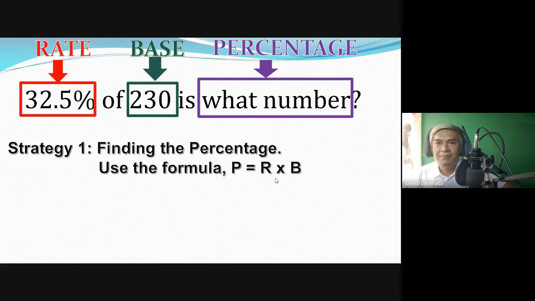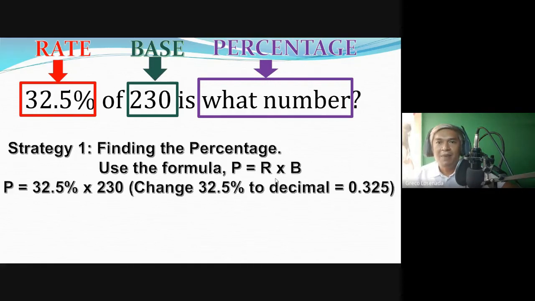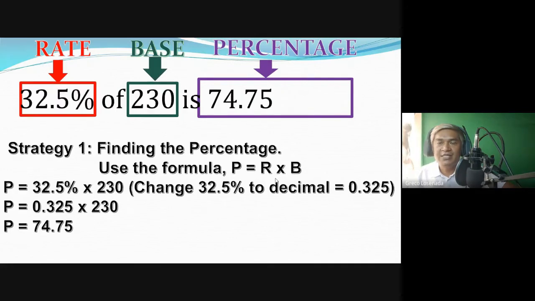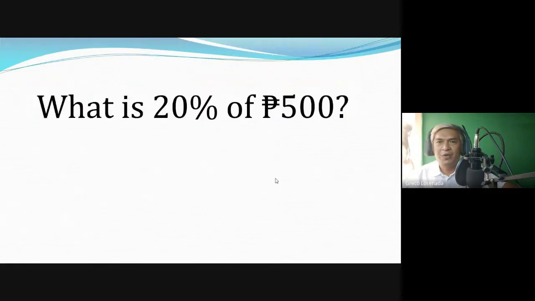Using the same formula, P is equals to R times B, or P is equals to rate times the base. By changing 32.5% to decimal, which is 0.325 or 325 thousandths. P is equals to 325 thousandths times 230, giving us an answer of 74.75. So the percentage in this problem is 74.75.